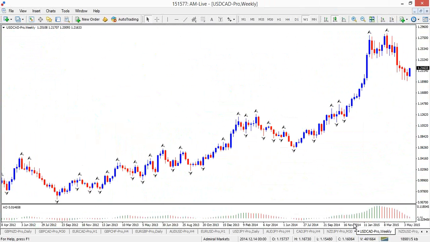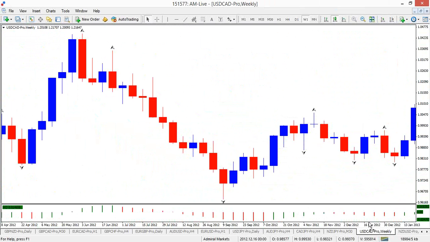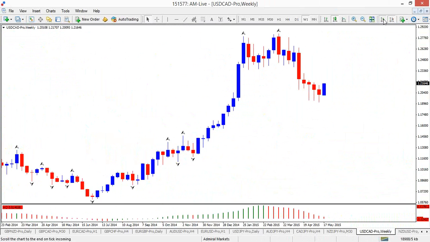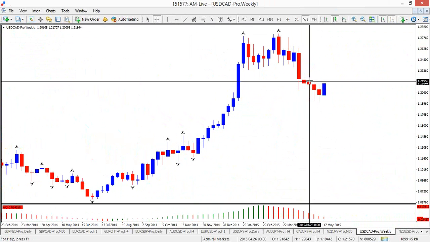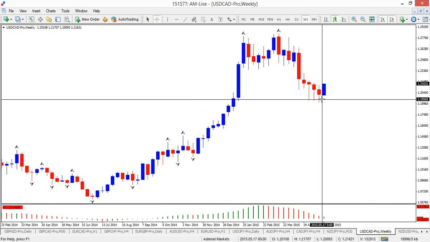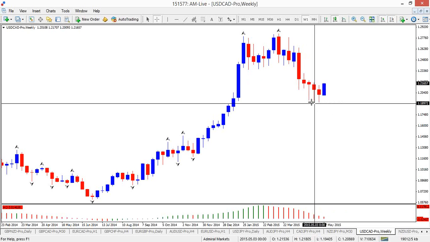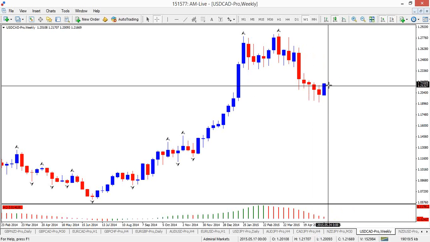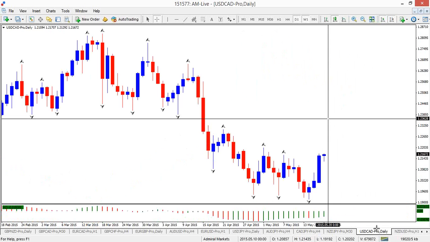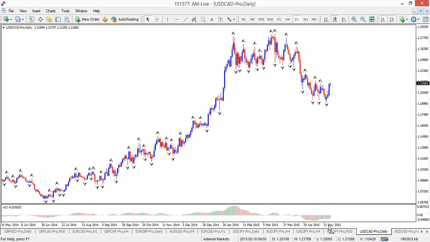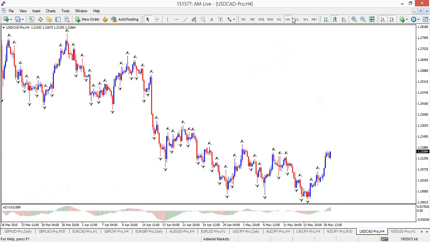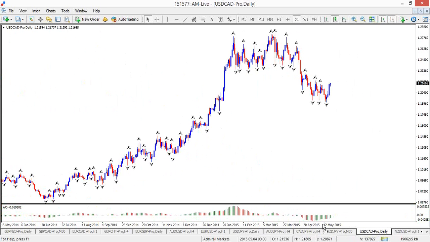Several weeks we had some smaller candles here, or more sideways going candles, I should say. And now we're trying to break through that. So there could be some dollar rally against the CAD, or some CAD weakness perhaps. We do see the dollar, of course, beating the euro at the moment, and we see the same with the CAD.